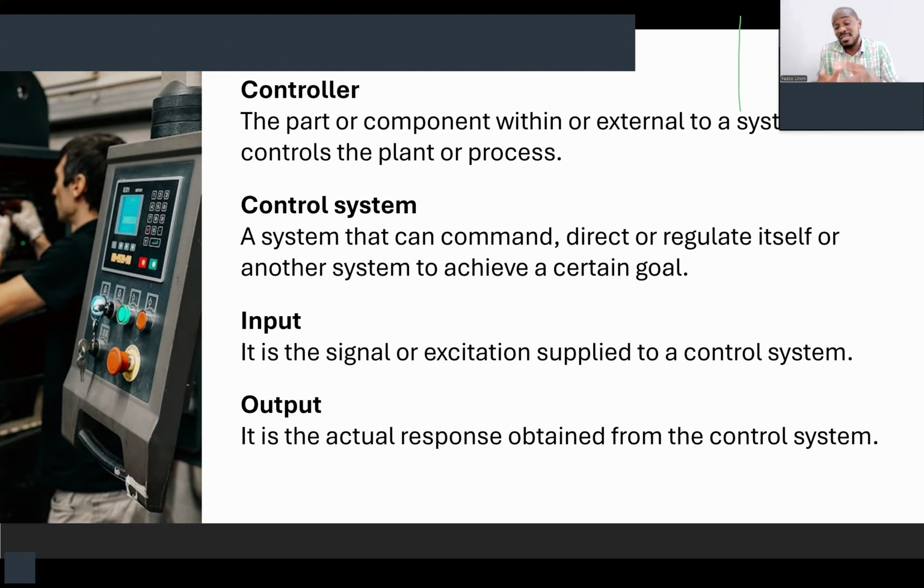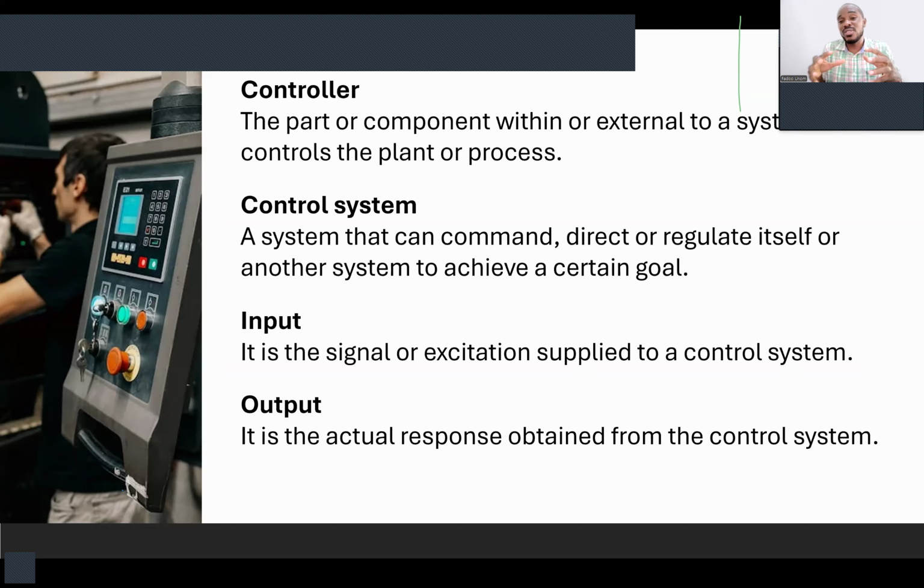We already defined a system as a deliberate combination or arrangement of physical components such that they work together as a single unit to do something. So a control system is a system. You have different things connected together, and its aim is either to control itself, which means to command, direct or regulate itself, or to control a different system to achieve a goal.